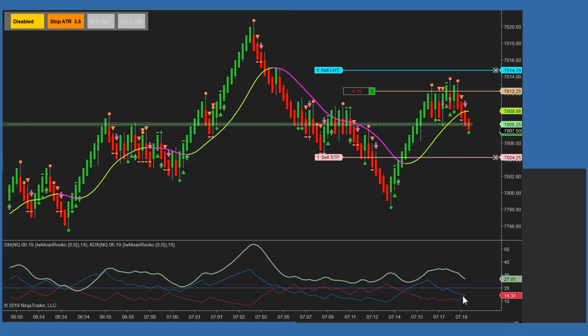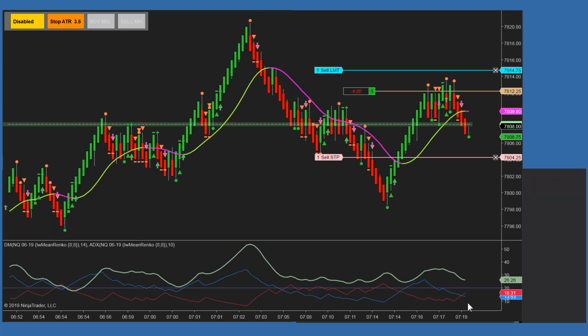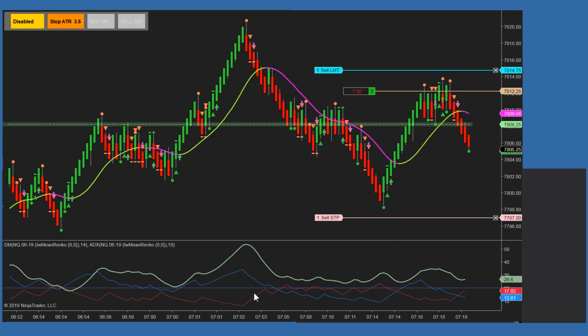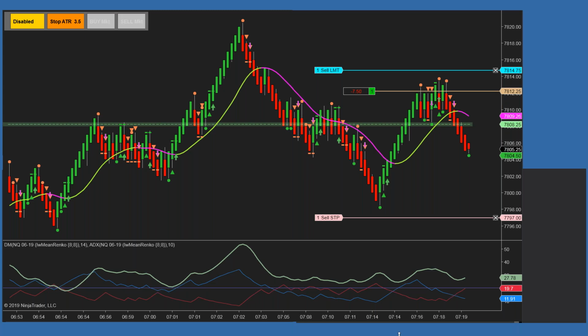Oh, see, now we're getting the negative cross. Should be a little bit of pushback. We're at a significant resistance zone. I'm going to pull this out of the way just for demonstration purposes. Let's see if we get a cross, and then we'll see the buyers try to come back.